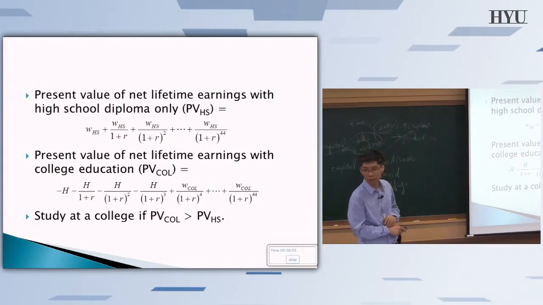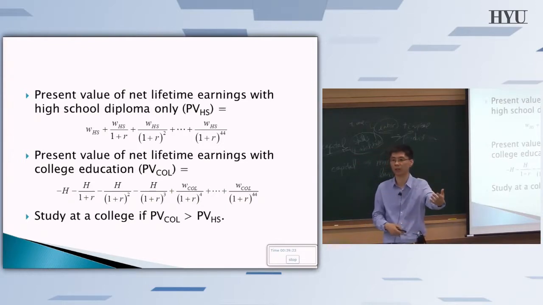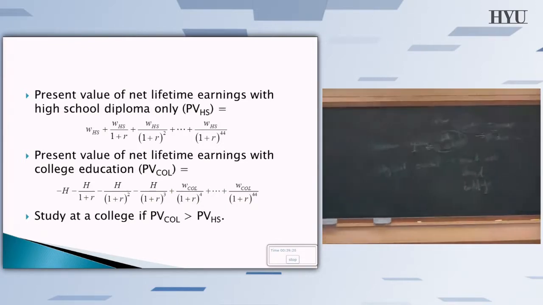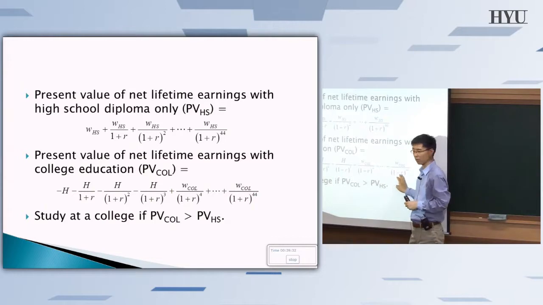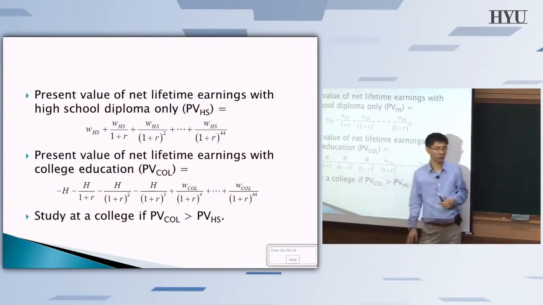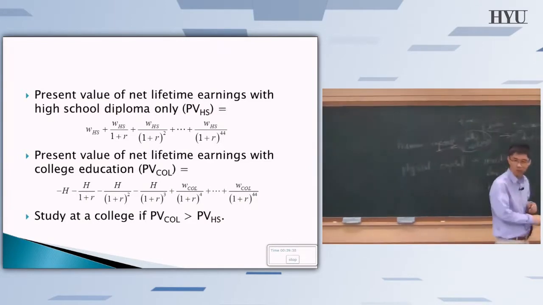If PV-College is greater than PV-HS, you should go to college, after thinking of all the costs. One thing about this number is that the cost is incurred right now or in the very near future. Your income occurs in the farther future, only 4 years later. So if R, the discount rate, is high, these numbers are likely to be small compared to these numbers. The cost happens now and the return happens later.